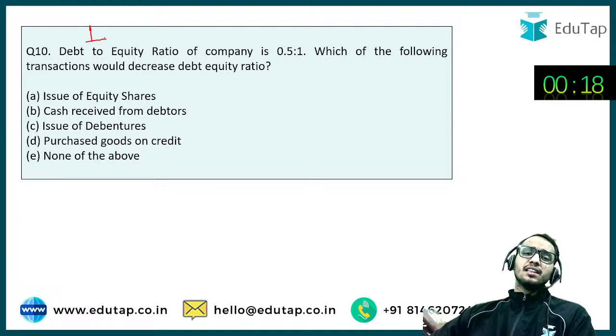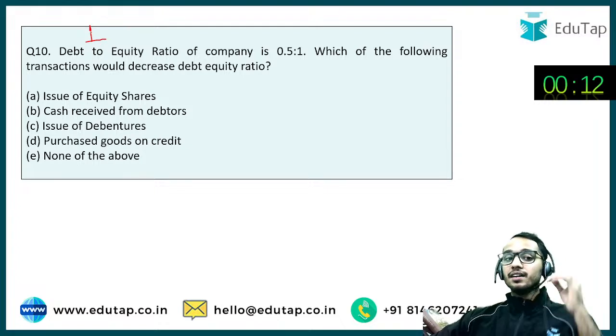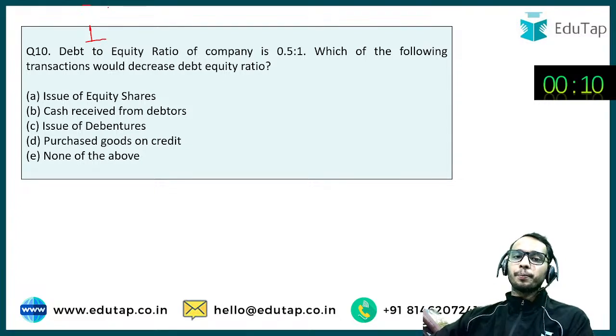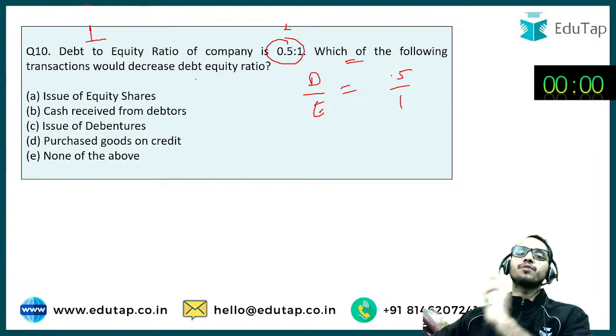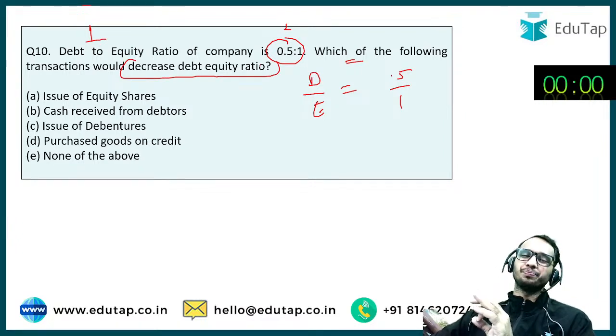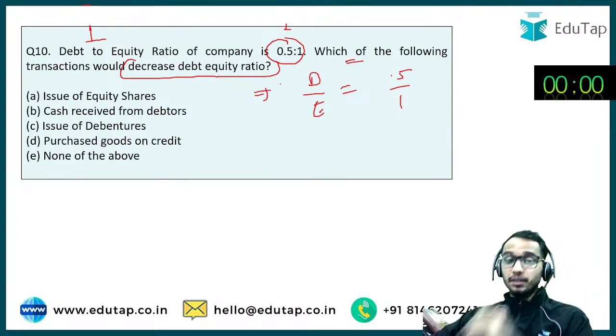Question number 10th, again a numerical. So we are going to do a lot of numerical, so you should be ready with the register and pen. I have told you in the beginning itself. Debt to equity ratio is 0.5:1. So let me write it down here for you. Debt to equity 0.5:1. Okay, this is not the numerical. You have to identify which of the following transactions would decrease the debt equity ratio. Easy, simple mathematics question it is, not even the accounts question.